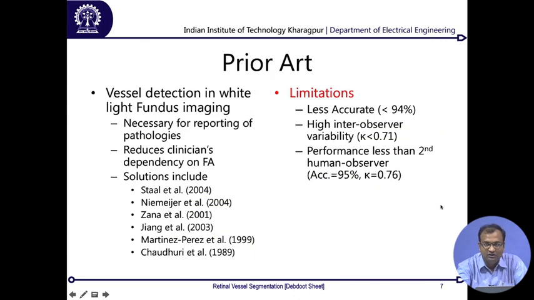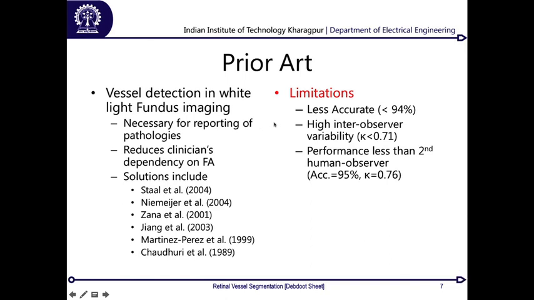Now that you know about all your data sets, the next thing is knowing about what has happened in the past, and that brings us to the prior art. Vessel detection in white light fundus imaging is necessary for referencing different pathologies. Whenever an ophthalmologist reports a particular pathological manifestation on the fundus image itself, he or she is going to report it with respect to anatomical locations or landmarks, which are often denoted with respect to vascular branching or where the vessels are. So that's what acts as ground referencing.